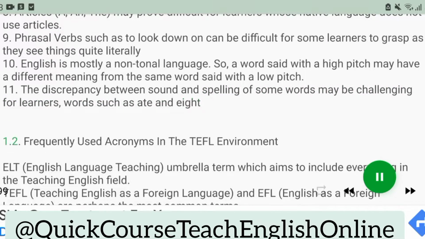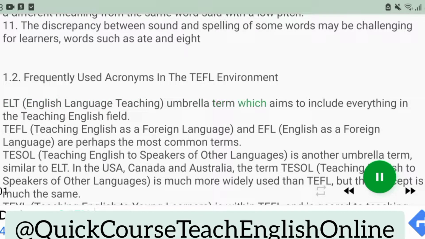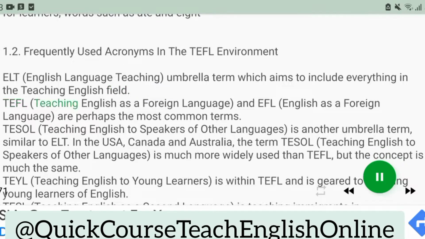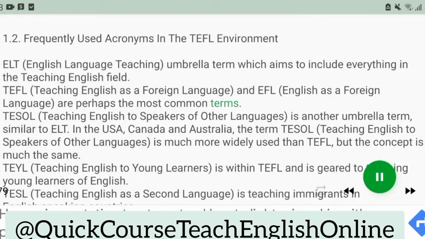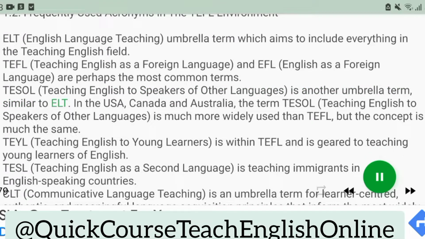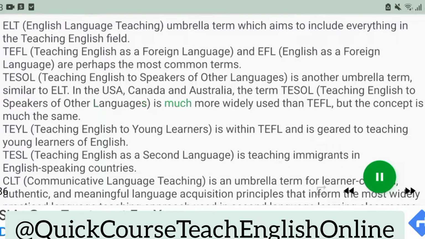1.2. Frequently used acronyms in the TEFL environment. ELT, English Language Teaching, is an umbrella term which aims to include everything in the teaching English field. TEFL, Teaching English as a Foreign Language, and EFL, English as a Foreign Language, are perhaps the most common terms. TESOL, Teaching English to Speakers of Other Languages, is another umbrella term, similar to ELT. In the USA, Canada and Australia, the term TESOL is much more widely used than TEFL, but the concept is much the same.